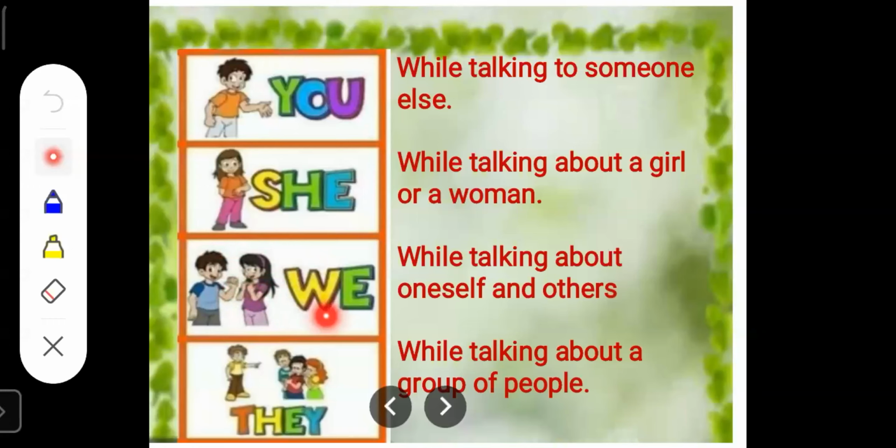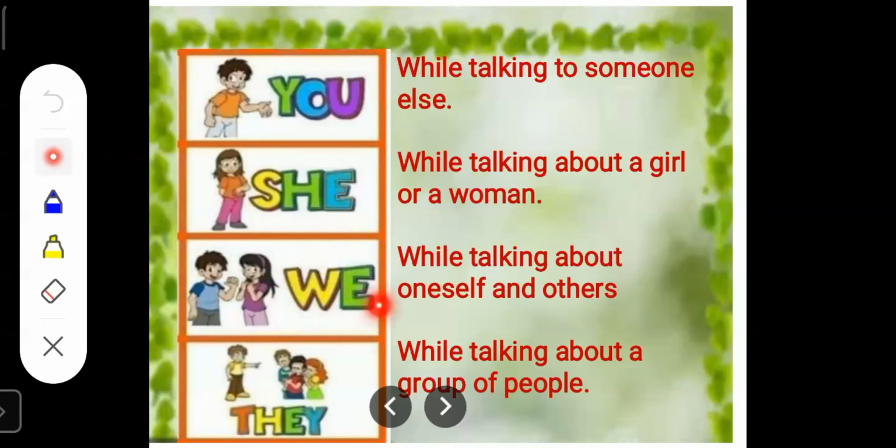Okay. One more example. If I and my son are going for a picnic, what will I say? I will not tell my name and my son's name, isn't it? What I will tell is, we are going for a picnic.